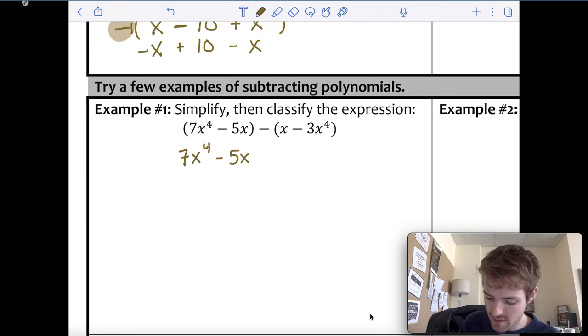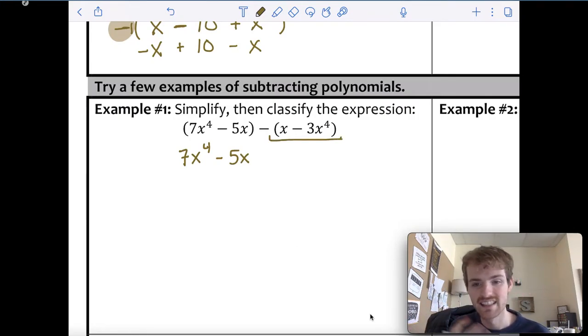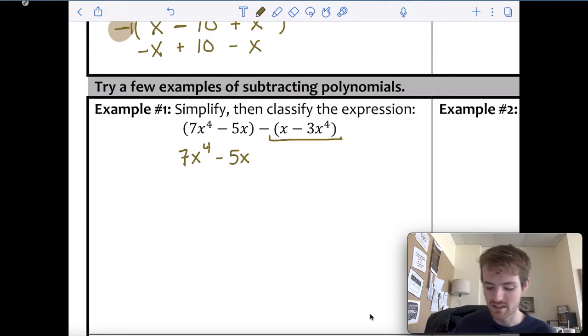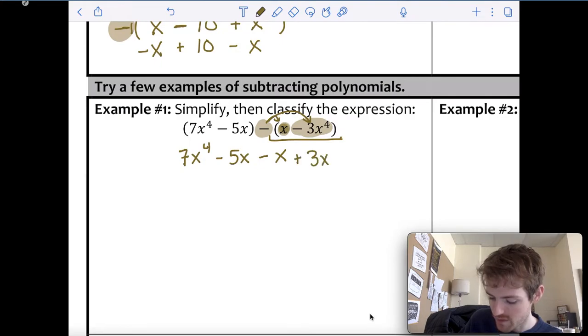When I look at the second piece, when I ask, is there anything that I need to do with this parentheses? Here I have this minus sign. When I have that minus sign, that means I need to change the signs of everything inside. So this positive x right here will end up becoming a minus x. This minus 3x to the fourth will end up becoming a positive, or adding 3x to the fourth.